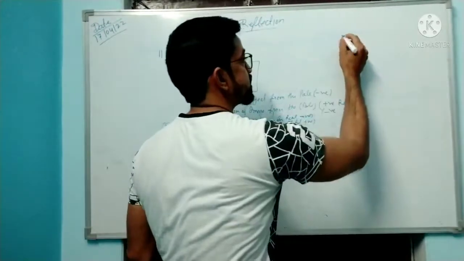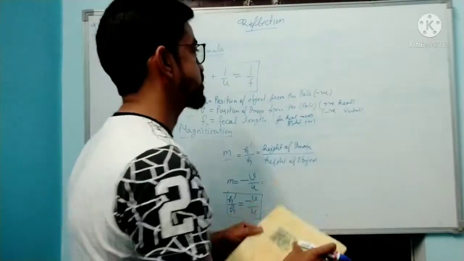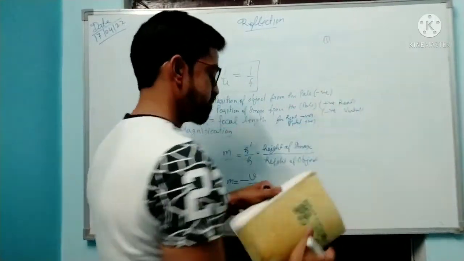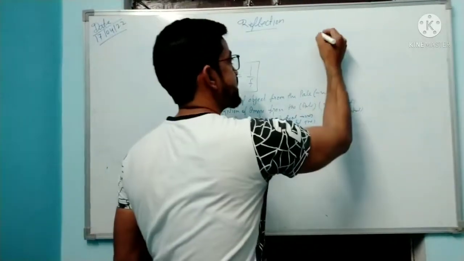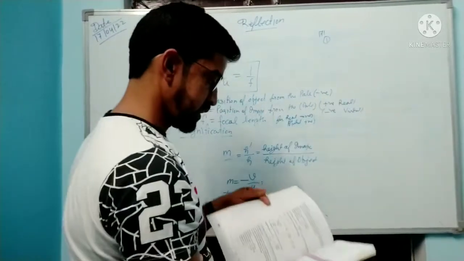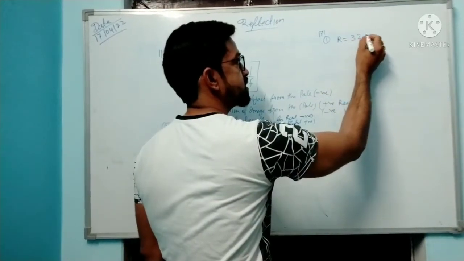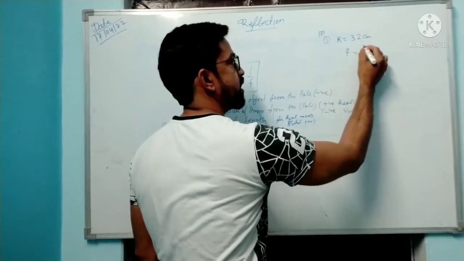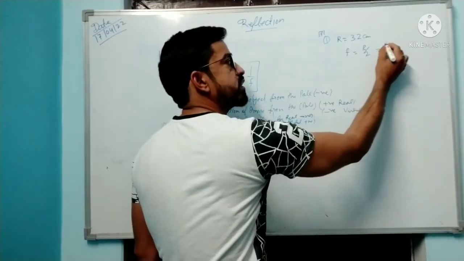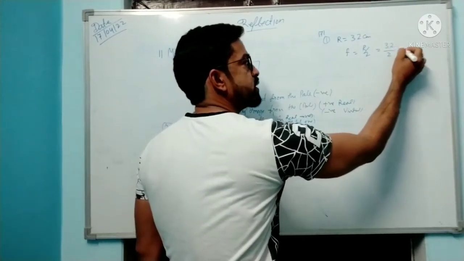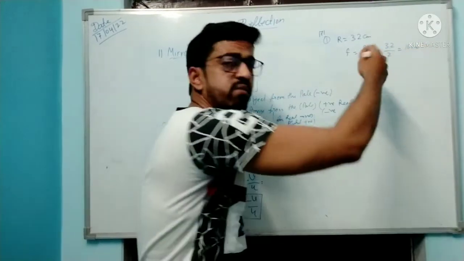Radius of curvature कौन सा है ये? Question number 1, page number 171. Radius of curvature is 32 centimeter. Very easy, simply f निकालना है आपको. f = r by 2 होता है, 32 divided by 2, 16 centimeter. Don't use the minus sign here.